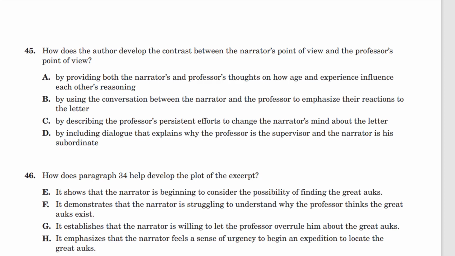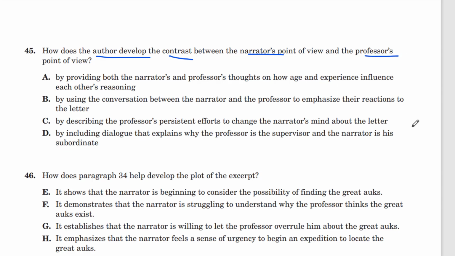45. How does the author develop the contrast between the narrator's point of view and the professor's point of view? Okay, how does the author develop the contrast? Well, this is going to be a rhetorical development question. So what techniques, what strategies of writing style does the author use to create this contrast between the narrator and the professor's point of view?